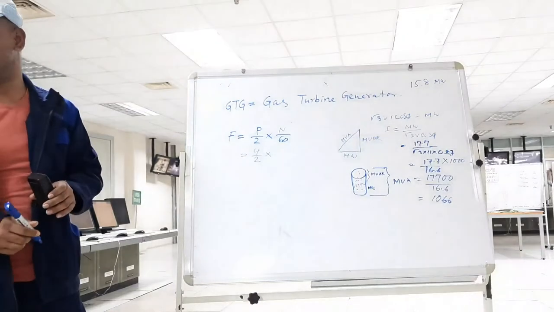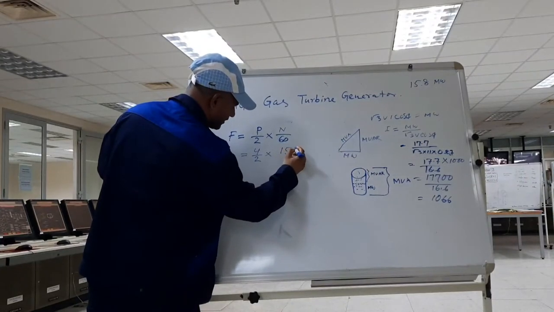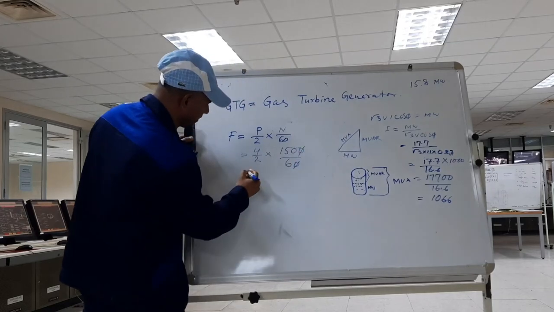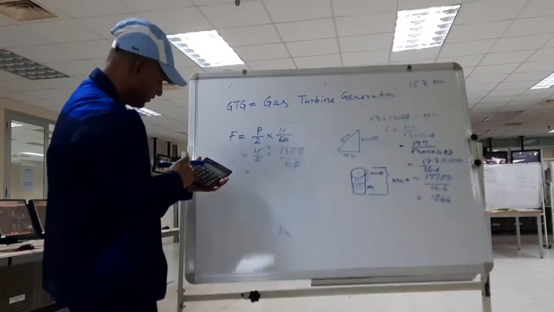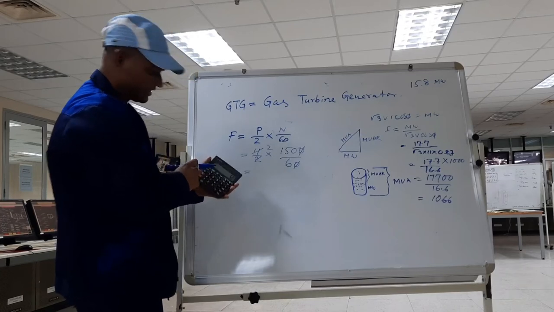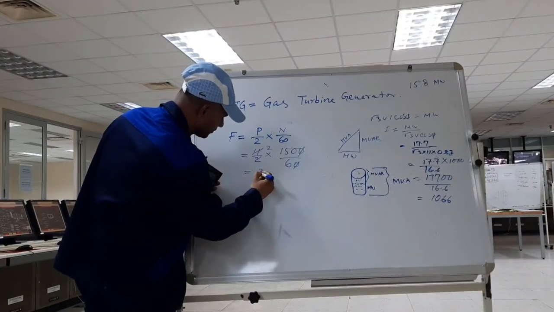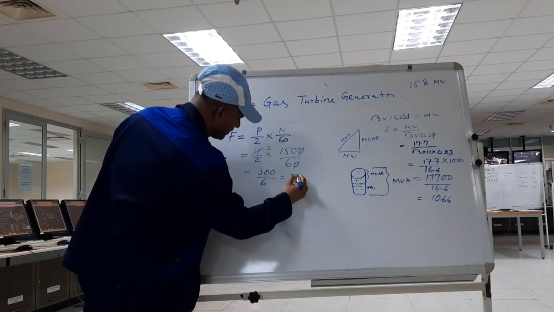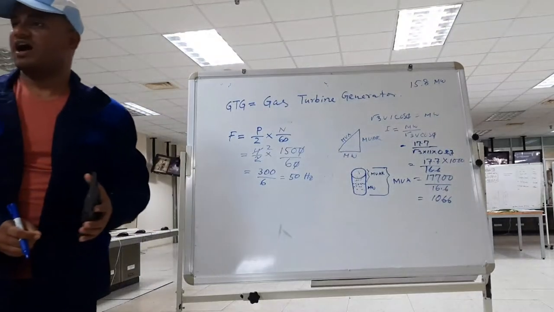Generator speed 1500. So generator speed 1500 divided by 60. The zeros cancel, so 150 divided by 6, that means 50 coming. Okay, 300 divided by 6, that means coming 50 hertz. This unit, frequency unit, hertz.